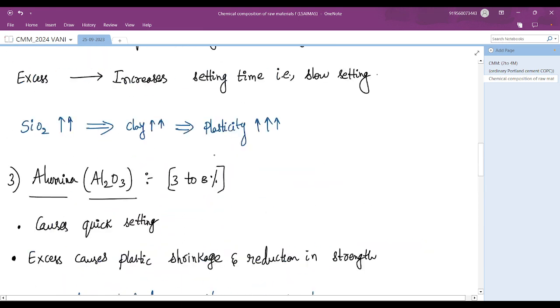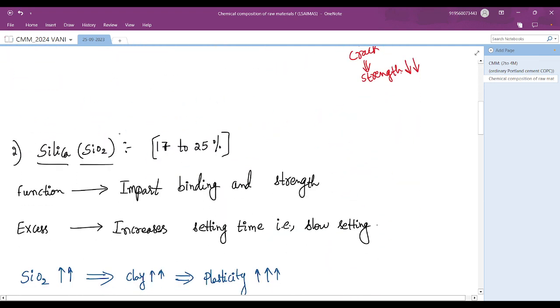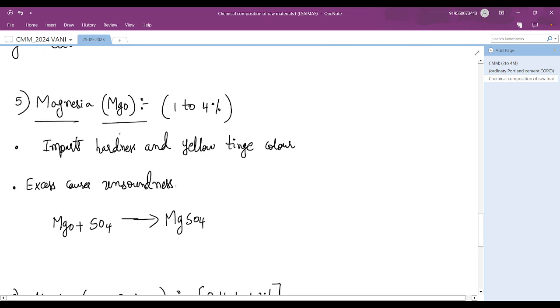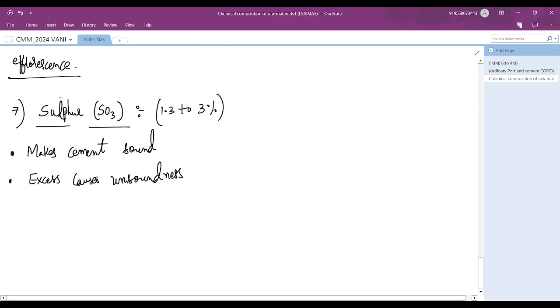The first and foremost is no doubt lime, because it is present at around 65% approximately. Next to lime, unsoundness is also caused by magnesia. So the major amount of unsoundness is due to lime. Next is magnesia, which is very less. And after magnesia, it is due to sulfur trioxide, which is even further less. Hence, we ignore unsoundness caused by the sulfur.